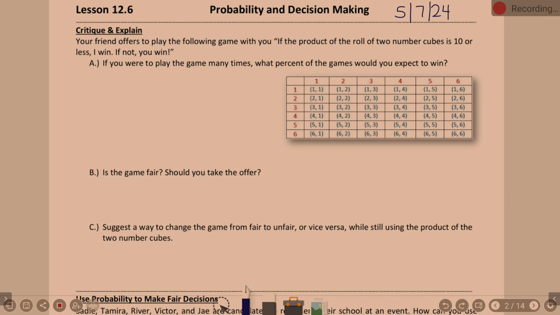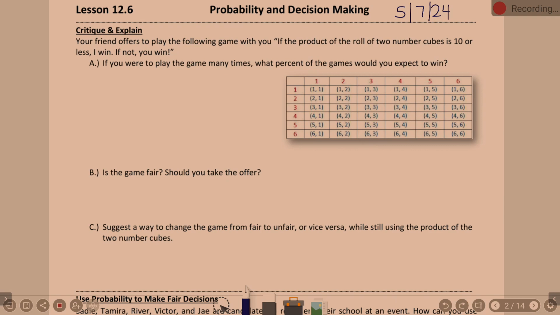Okay, now keep in mind, your friend offers to play the game. What's your friend do? If the product of the roll of two number cubes is 10 or less, I win. Who's the I win in that? That is your friend. If not, you win. That is you. Okay? So we need to, it's not just a guessing game, folks. Do the math here.